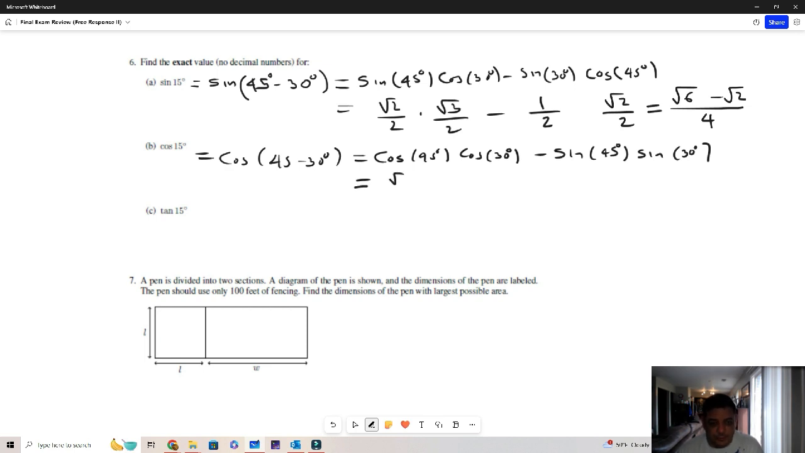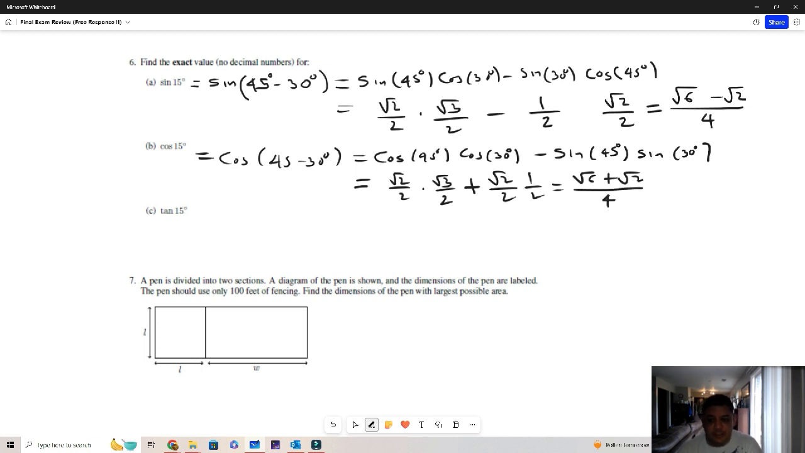So this would be square root of 2 over 2. And this will be square root of 3 over 2. The minus, this is a square root of 2 over 2 again. And sine of 30 is going to be 1/2. So the result is pretty much the same. Sorry, because there's a minus here, so this is going to be a plus. And so this is going to be square root of 6 plus a square root of 2 divided by 4.